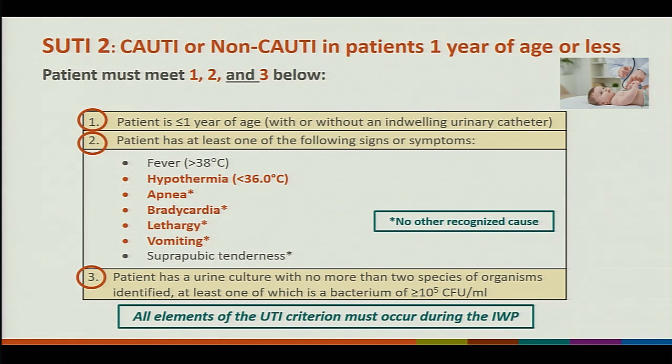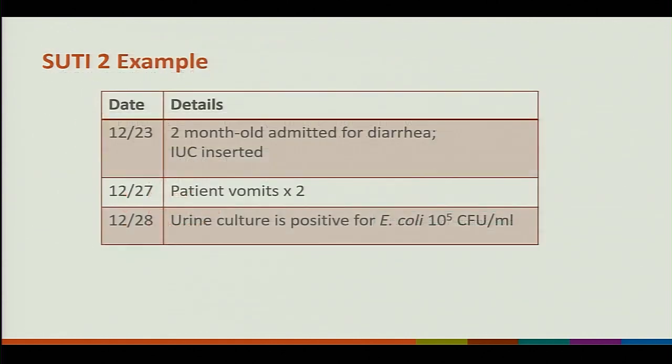So we will go through a little case here, and remember, all elements of the UTI criterion must be within the IWP. So we have a 2-month-old admitted for diarrhea. A catheter is inserted, and the patient vomits twice, and the urine culture grew out greater than 100,000 of E. coli. This meets our SUTI 2, and remember that it can be used for non-CAUTI or CAUTI.